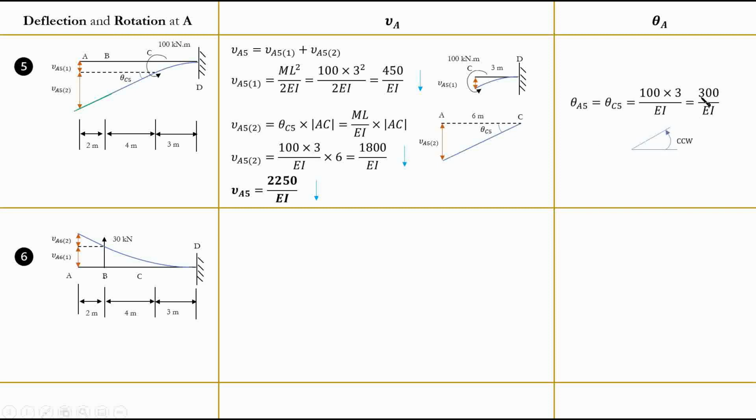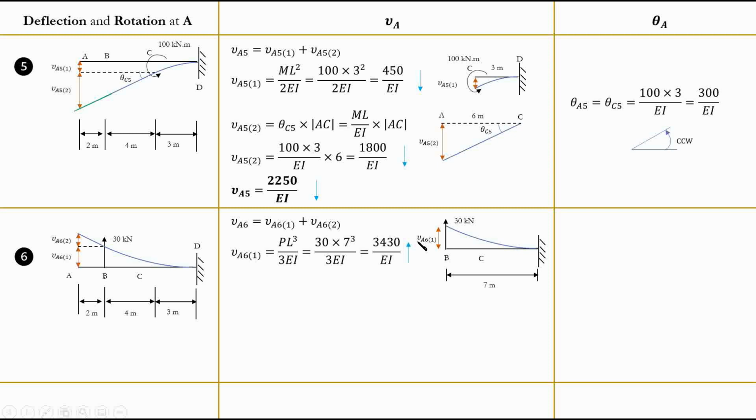And is it counterclockwise or clockwise? You can simply see that it's deflecting this way, which is basically counterclockwise. Now, we move to case 6. It's basically exactly the same thing, only with a different equation because we have a point load. So we're going to again have this portion for this deflection, and we will have another portion for this portion, okay?